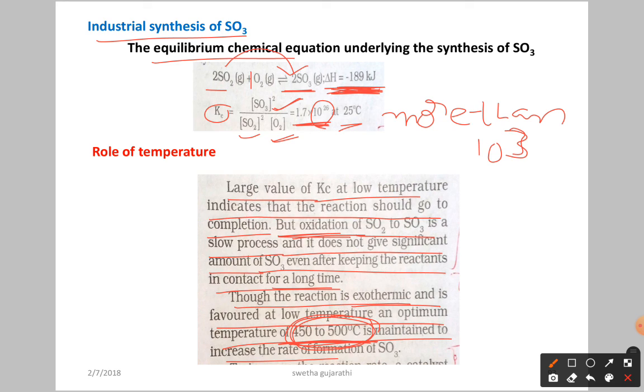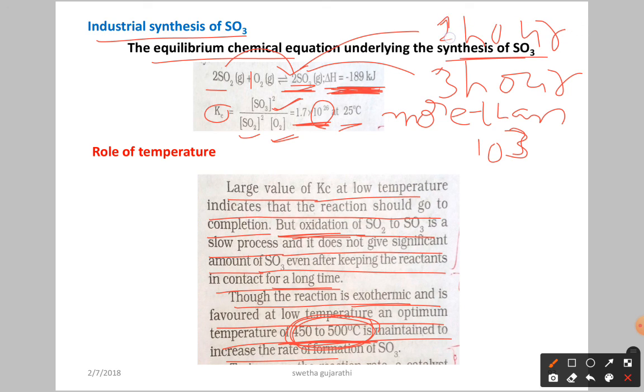Means as we told, rate of reaction means what? For example, for this preparation we need, for example, 3 hours. Okay. If we increase the temperature, what happens? It will decrease the time. Maybe it will take 1 hour. Okay. Like that, increasing the rate of reaction means what? Simply you are going to decrease the time.